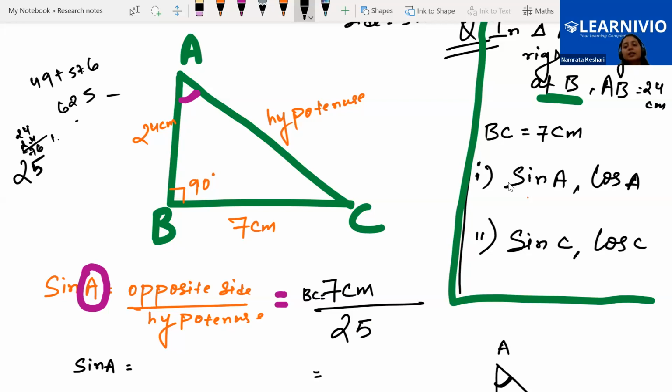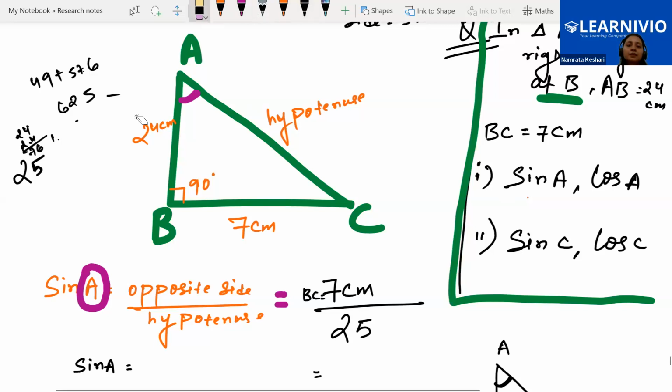Yeah, we will be getting hypotenuse as 25. And we got sine A, that is 7 by 25 is the answer. If possible, do the cancellation. Otherwise, this is our final answer. Is it clear to everyone? Is it clear so far?